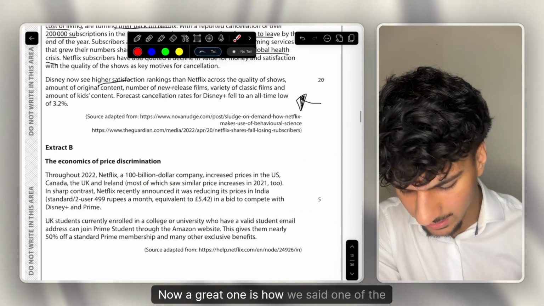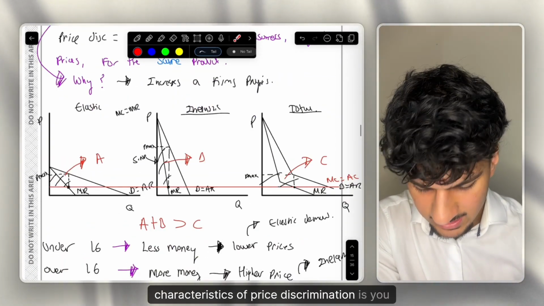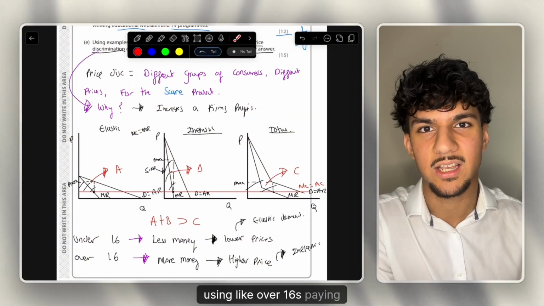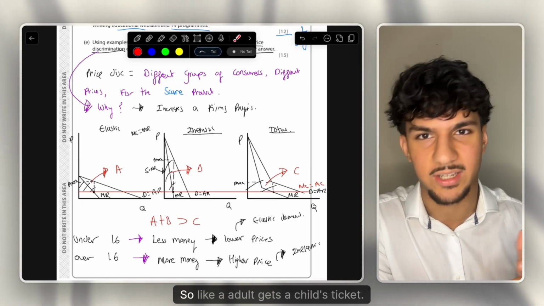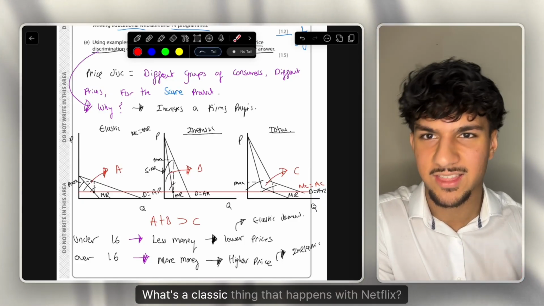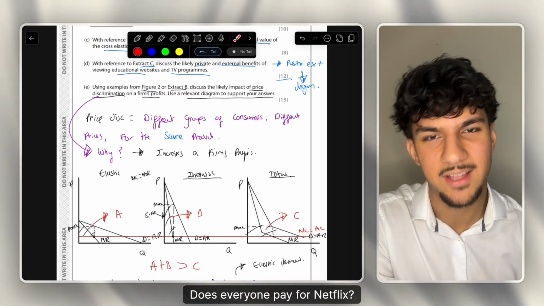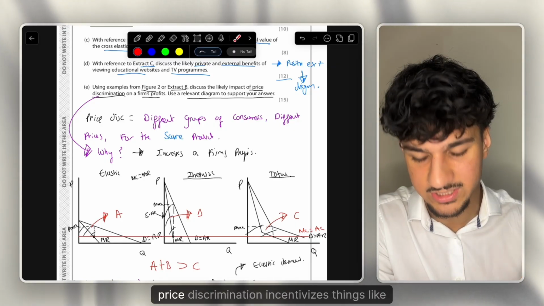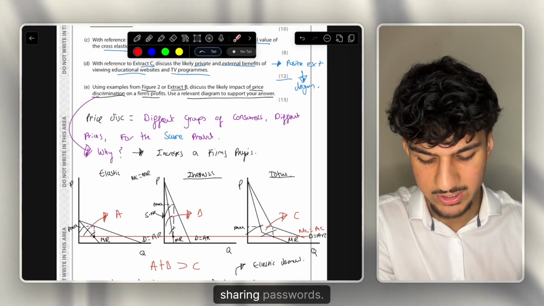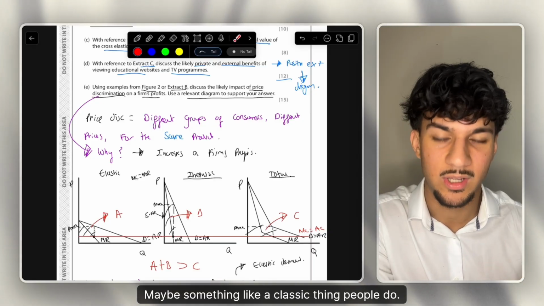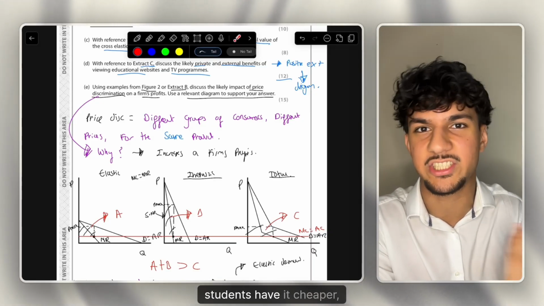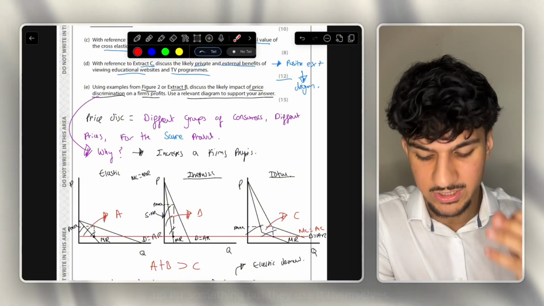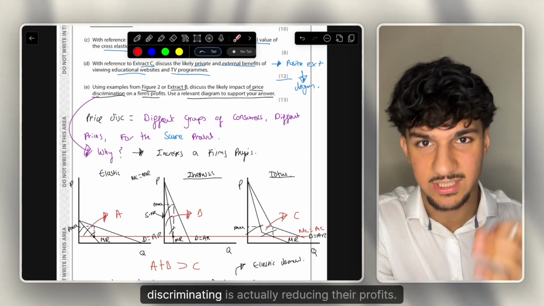Now, a great one is how we said one of the characteristics of price discrimination is you need to be able to limit reselling. So basically stopping inelastic demand consumers, like over 16s, paying elastic demand consumer prices. So like an adult gets a child's ticket. What's a classic thing that happens with Netflix? Does everyone pay for Netflix? Not really. Things like sharing passwords. So you could say price discrimination incentivizes things like sharing passwords. Maybe something like a classic thing people do. If students have it cheaper, they'll get like the younger cousin, their sibling to sign up for something, but they use it themselves. So you could actually say by a firm price discriminating, it's actually reducing their profits.